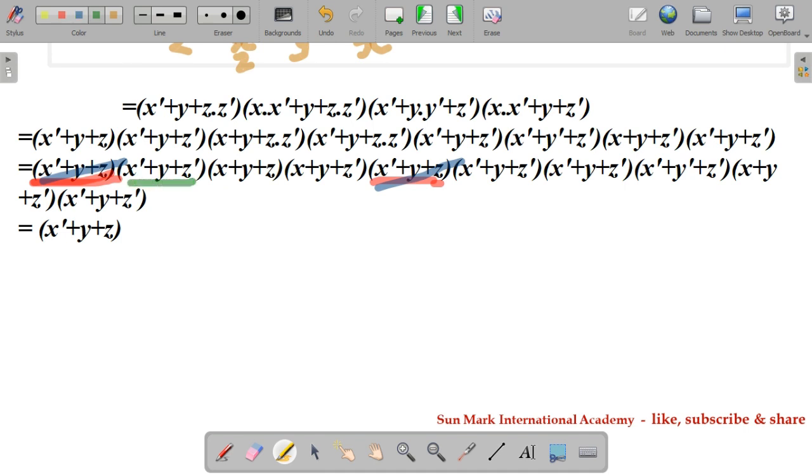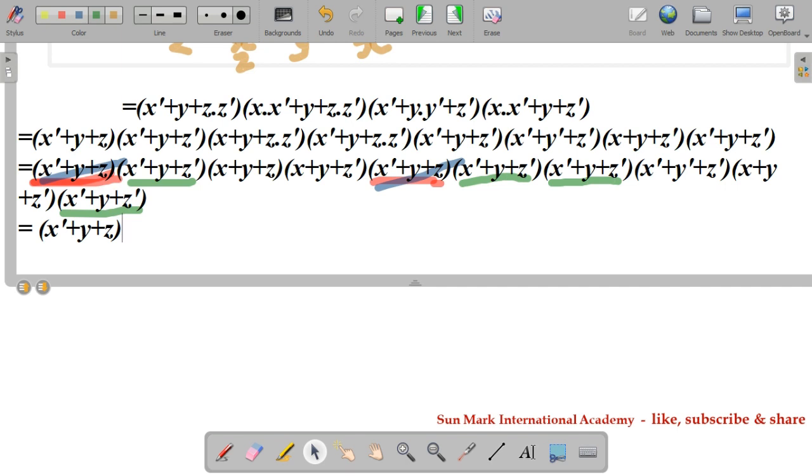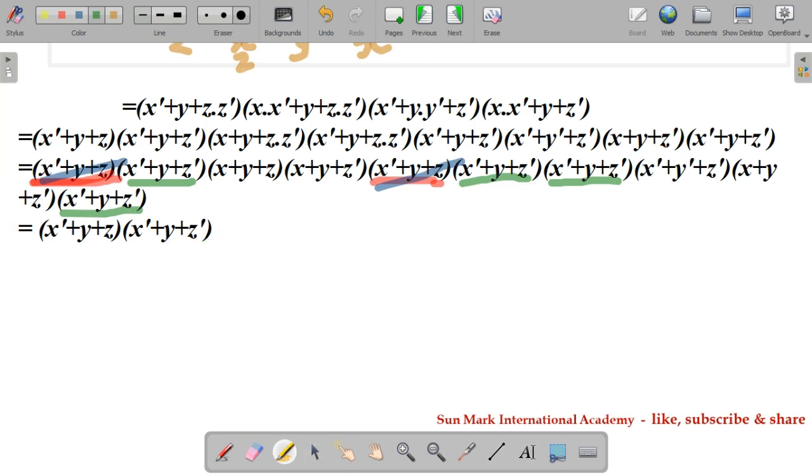x dash plus y plus z dash, x dash plus y plus z dash, x dash plus y plus z dash, again the last one x dash plus y plus z dash. In this, four terms are there, so we remove all the duplicate terms and write only one, x dash plus y plus z dash. So we got the second term. The same, we are striking that one out, otherwise we will get confused about which terms we have taken out or not.